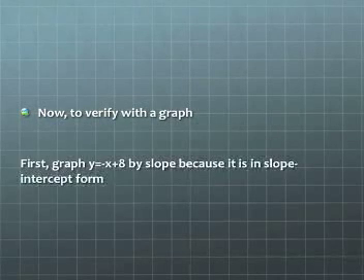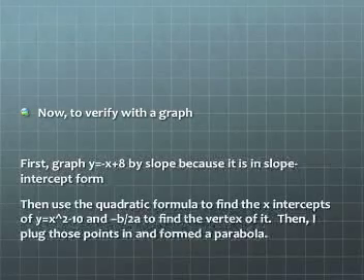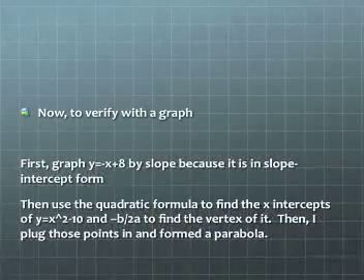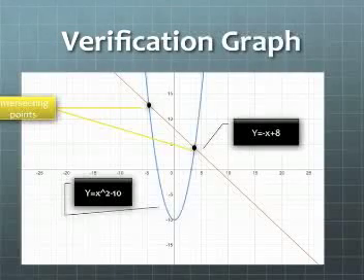Now, to verify with a graph, I graph the two equations separately. To graph y equals negative x plus 8, you graph it by slope because this equation is in slope-intercept form. To graph y equals x squared subtract 10, graph using the quadratic formula to figure out the x-intercepts and find the vertex using negative b divided by 2a. And this is the graph that I ended up with.